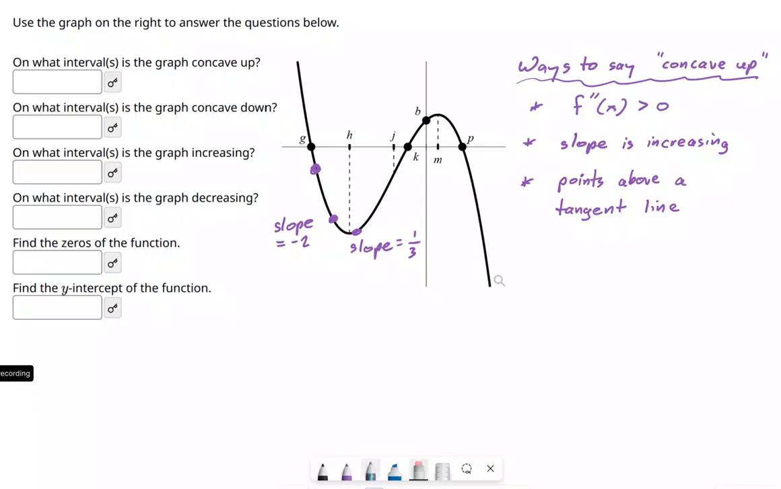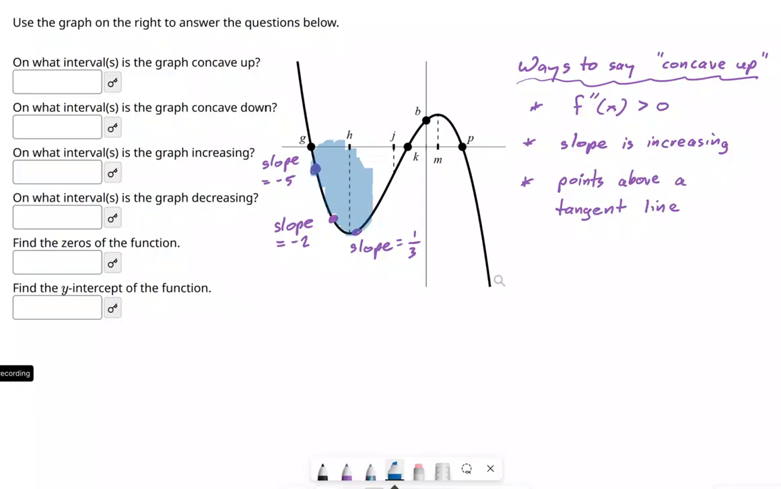And oh, I forgot this one over on the left. That would be a very negative slope, like slope equals, I don't know, -5. It looks like it's going down pretty fast. And you can see as you go left to right, these numbers for the slope, -5, -2, 1/3, they're increasing. So what that means is this whole region right here is all concave up.